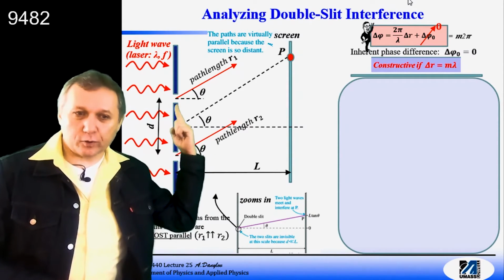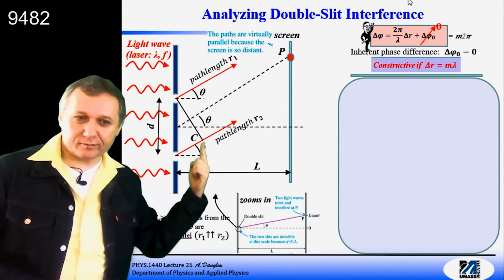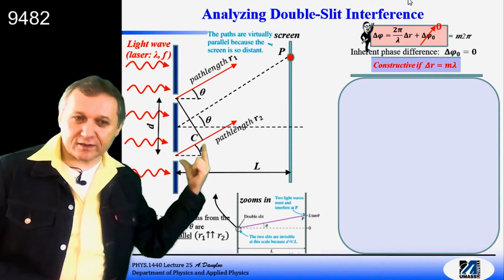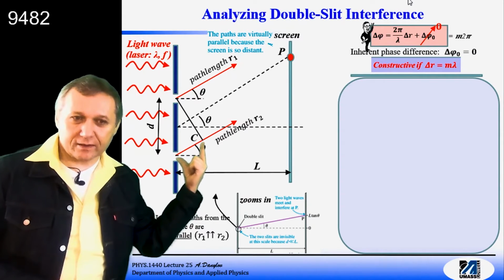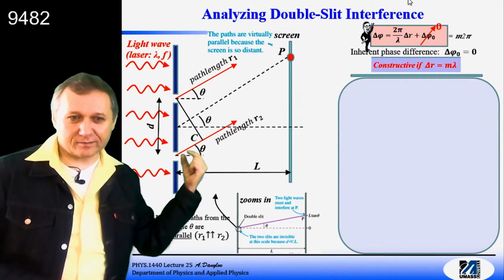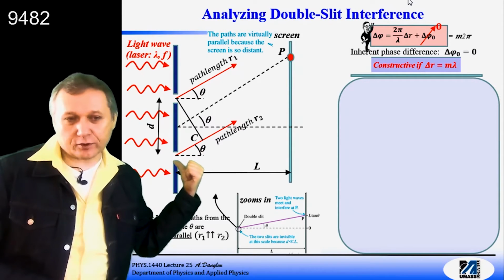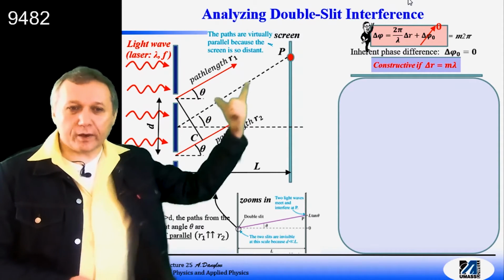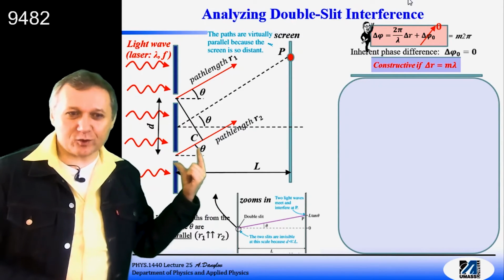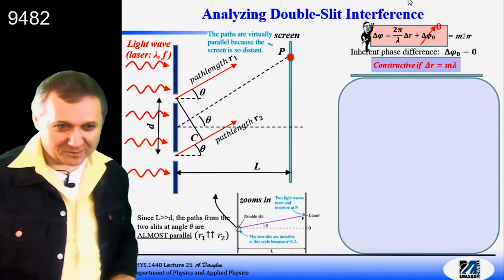If I draw a line perpendicular to R2, you see this line, and this small section, this small length, that's our delta R. That's the additional path length that the second wave has to cover on the way to the point P. So basically, we just need to find this distance and equate it to m lambda.